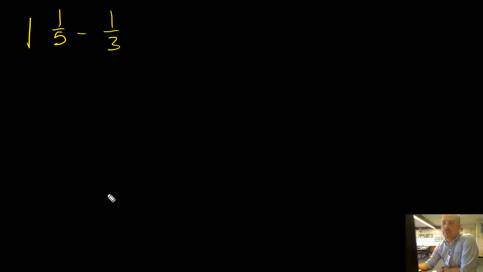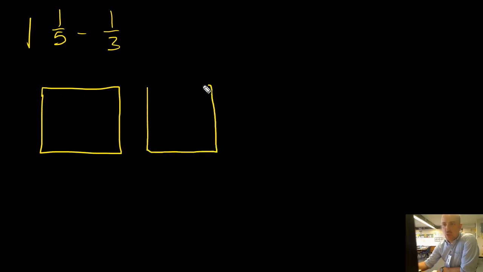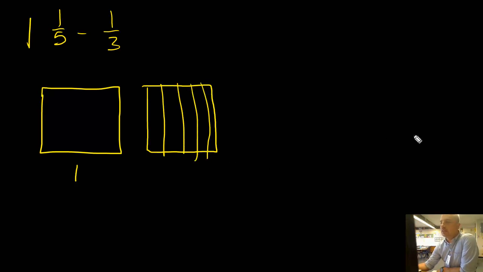Let's take a look at another problem. Now let's try another example of 1 and 1/5, and we're going to subtract 1/3. Okay. So once again, I have 1 and 1/5. So I have 2 wholes that I'm going to need to draw, because this is my 1, and then I have my 1/5 over here. And let's cut that guy into 5 pieces. I'm going to draw 4 lines. Alright, well, it's not so pretty, but it's going to work.